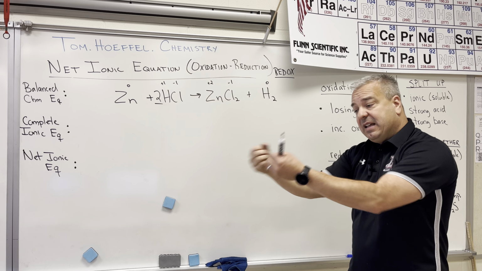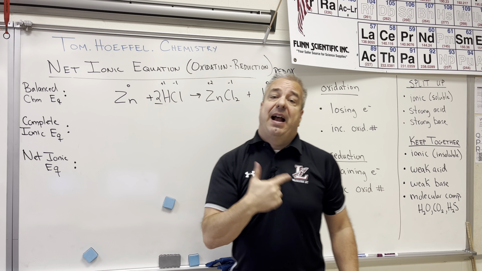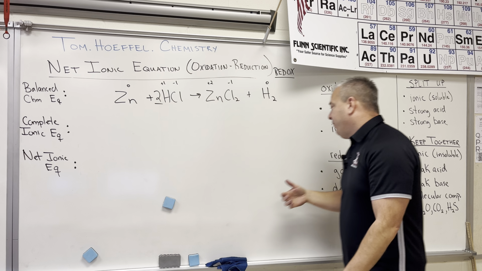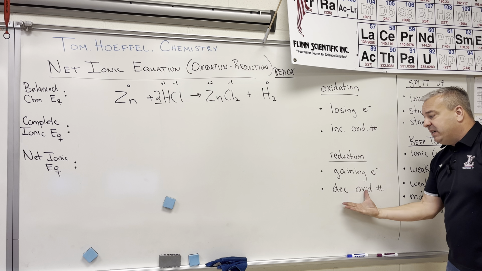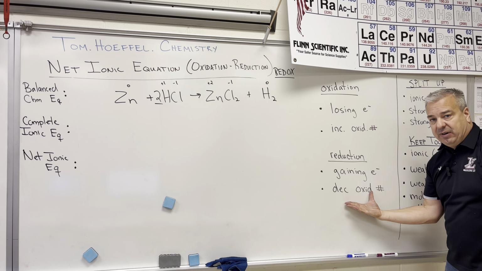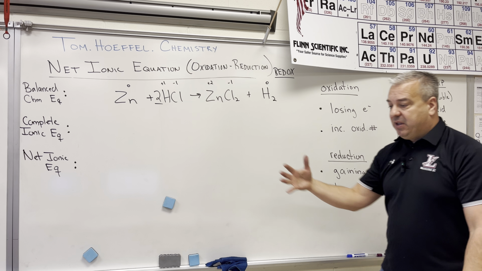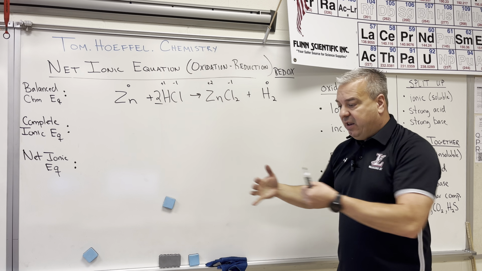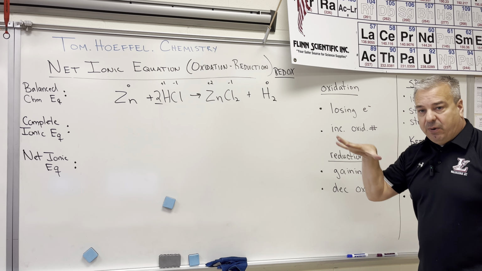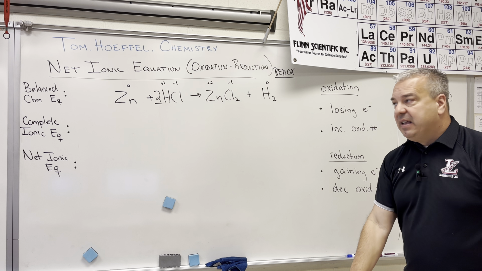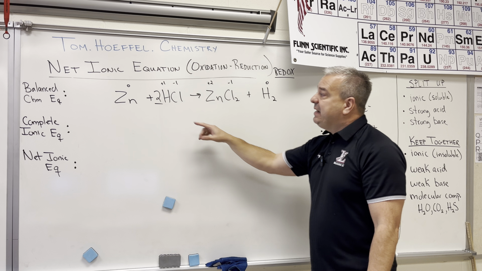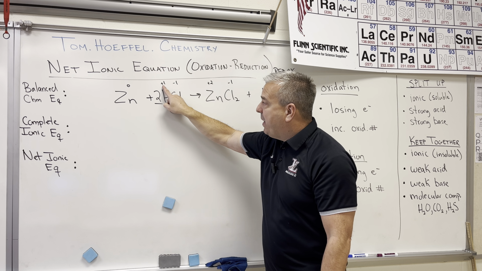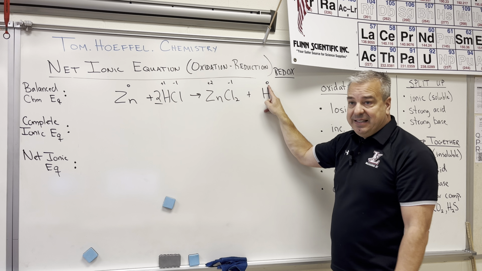Well, if the zinc is losing the electrons, there has to be something else that's gaining the electrons. And whatever gains the electrons is going through reduction, and we should see a decrease in oxidation number, because if you're neutral and you start taking in electrons, -1, -2, -3, -4, that's a decrease in oxidation number. And what's decreasing here is the hydrogen. The hydrogen's going from +1 to 0.